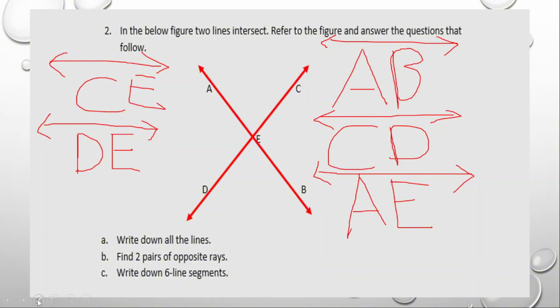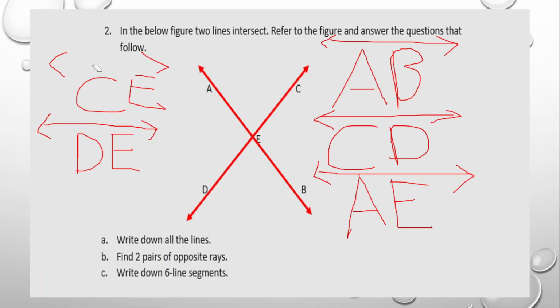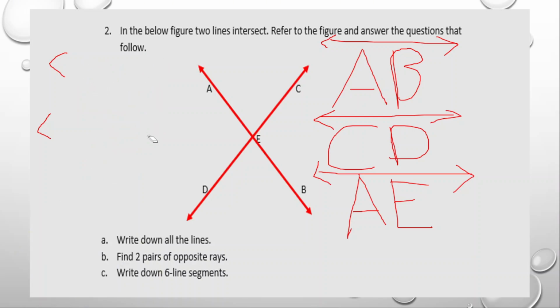Now the next one, find two pairs of opposite rays. Opposite means this side and that side, this side and that side. I'll give you a few seconds to write it down while I clean the board. Okay, don't worry, the answers are all on the next slide if you want to revise this again.